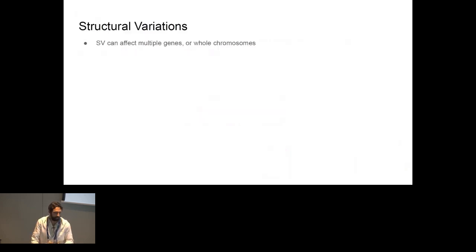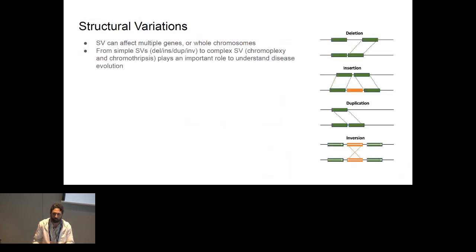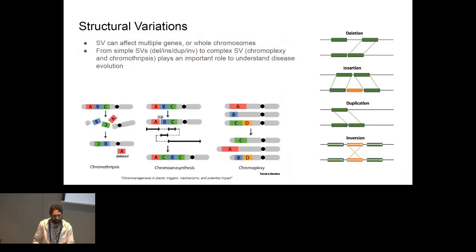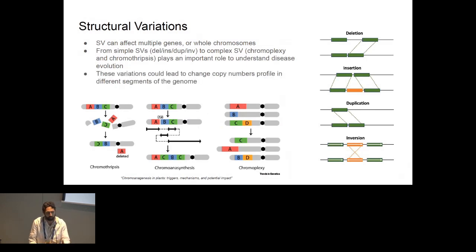I will just start from structural variations. Many of you know, we focus on variations in the genome related to structural variations or some small variations. Structural variations can affect multiple genes or whole chromosomes. This could be from simple deletions, insertions, duplications to complex rearrangements in the form of chromothripsis or chromoplexy. These variations could lead to changes in copy number profiles in different segments of the genome.